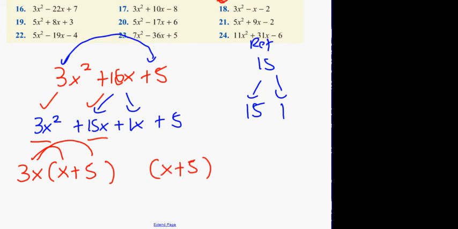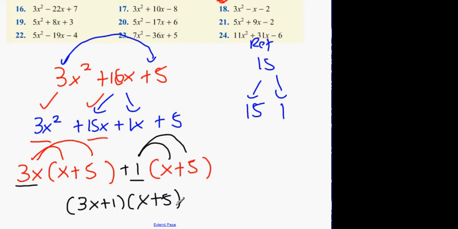Now what number is in here that multiplies by x to give you 1x? 1, plus 1. And then 1 by 5? 5. And then finally 3x plus 1. Whatever number is here and here goes first, and then x plus 5 in second. Will I do one more before I let you just do them? Okay, I'll do number 22. Okay, 22.